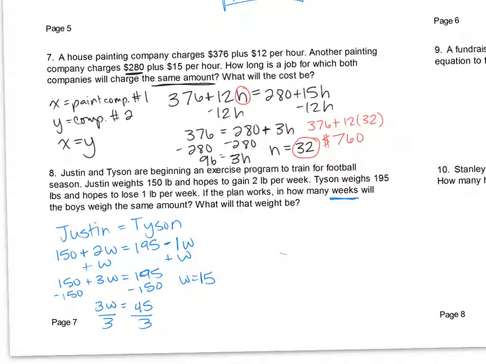Then if we wanted to find out what that amount is, we just have to plug it into one side or the other. Probably easier to plug it into Tyson's side, so he's 195 minus 1 times 15 weeks, so really, you don't have to put that 1, but I will. So 195 minus 15 is 180 pounds. That is how much they will weigh after 15 weeks.